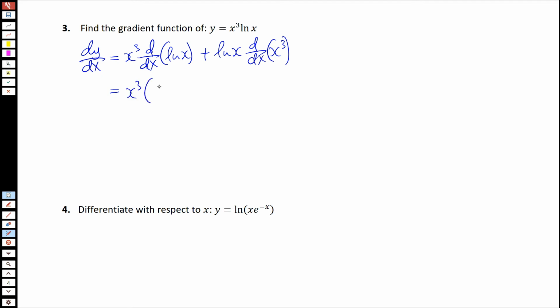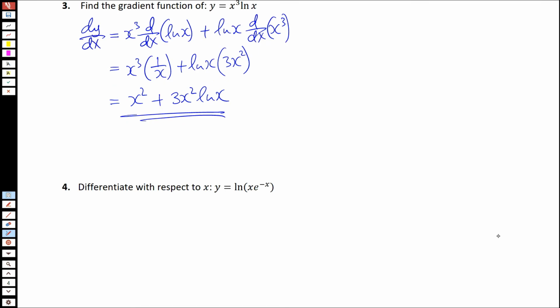x cubed multiplied by 1 over x plus ln of x multiplied by 3x squared. And we can simplify this to x squared plus 3x squared multiplied by ln of x. That will be the required solution.